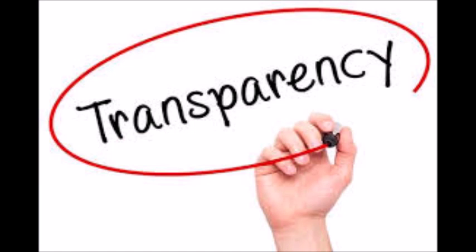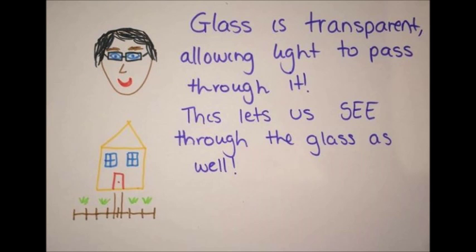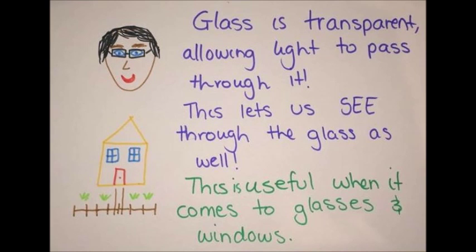What about transparency? Glass is a transparent material, which means that because light can pass through it, we can see through it too. This is useful for people who have to wear glasses, and it also lets us look through windows. Let's take a look at some more properties of glass.